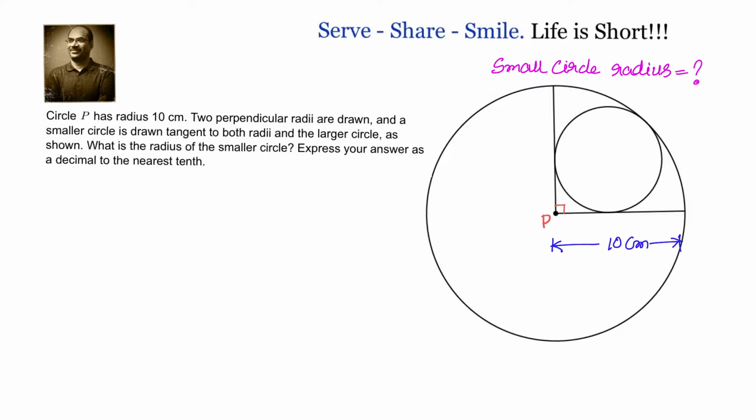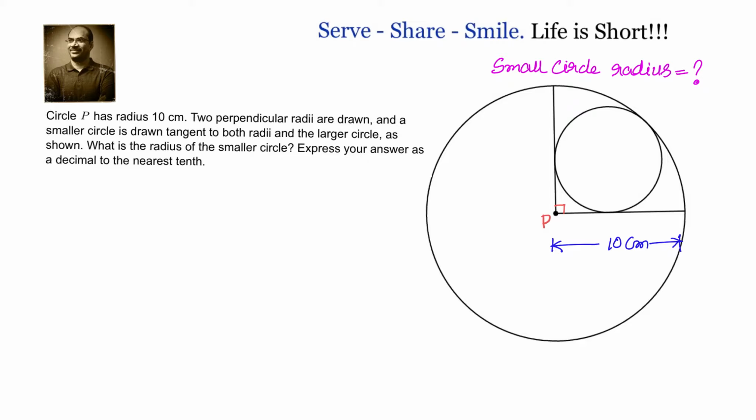Now we have been given a circle P which is having radius of 10 centimeter. Two perpendicular radii are drawn and a smaller circle is drawn which is tangent to both radii and also touching the larger circle. We have to find out what is the radius of the small circle. Now to solve this problem we have to get a relation between 10 centimeter and the radius of the smaller circle.